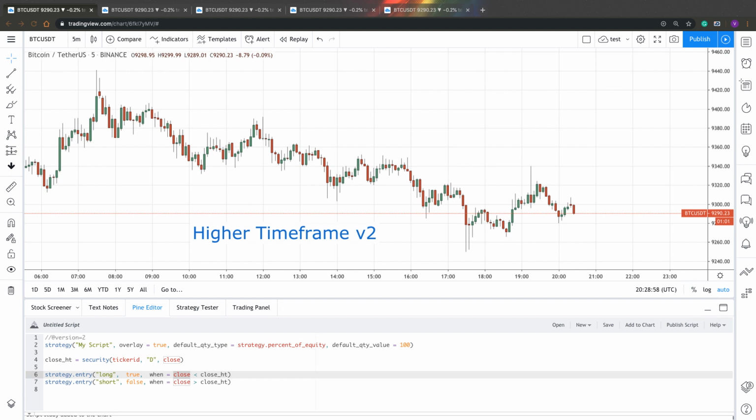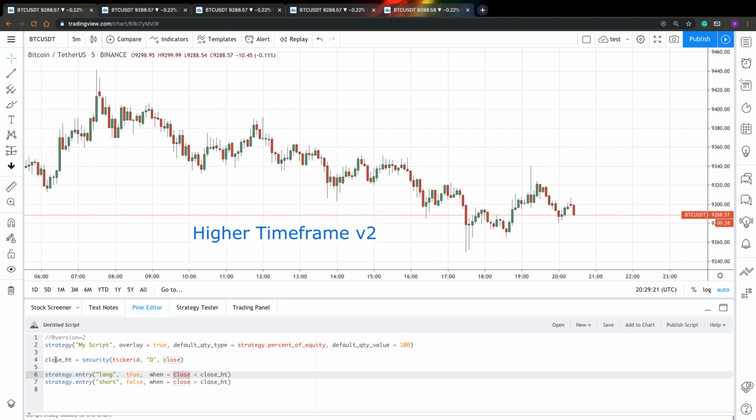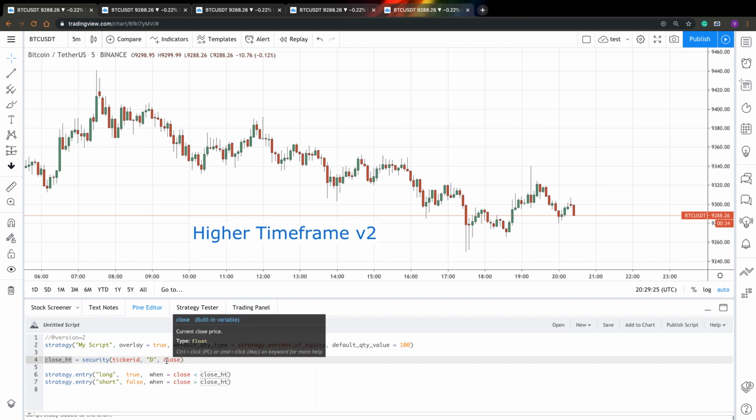So first let's look at probably the most famous bug of TradingView. It is for version 2 of PineScript and getting data from a higher time frame. Here I have a Bitcoin USD pair, 5-minute chart, and a very simple code that just gets data from higher time frames, so it gets the close from the daily chart.